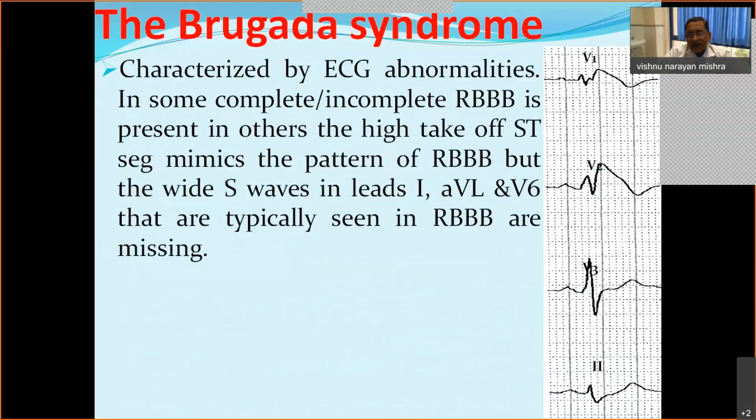In others, the high take-off of ST segment mimics the pattern of right bundle branch block, but the wide S wave in lead 1, AVL and V6 that are typically seen in right bundle branch block are missing. So this is not a classical right bundle branch block. Few of them may have complete or incomplete RBBB, but in others where the mimicker of MI may be there, the ST segment mimics the pattern of right bundle branch block, but the wide S wave in lead 1, AVL and V6 typically seen in right bundle branch block are missing. So this is the Brugada syndrome.